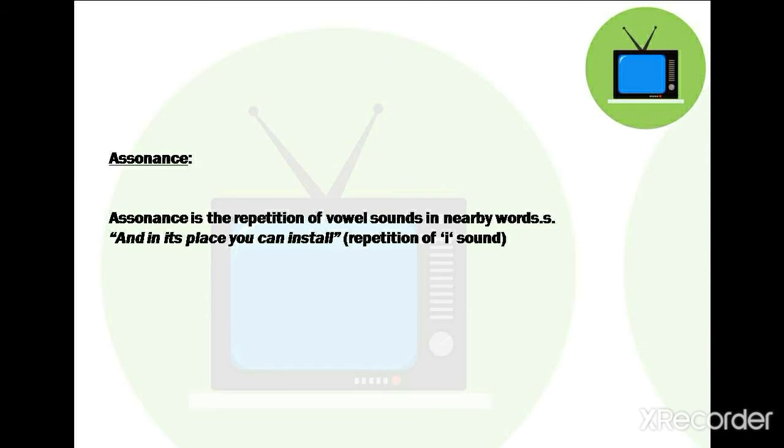Assonance. Assonance is the repetition of vowel sounds in nearby words. And in its place, you can install, repetition of the I sound.